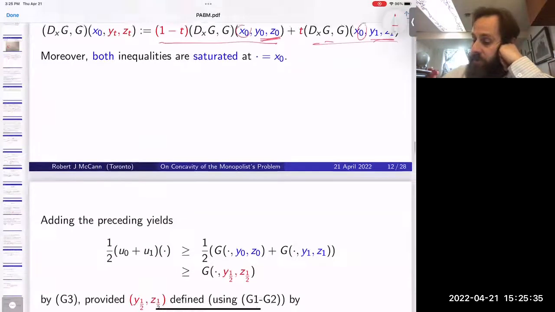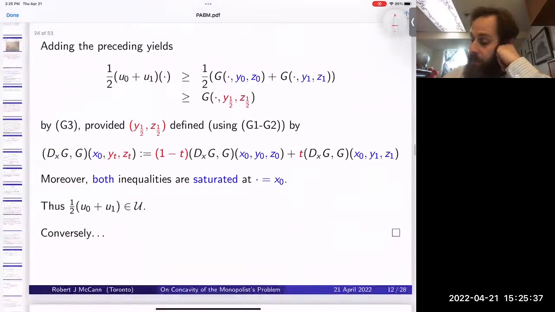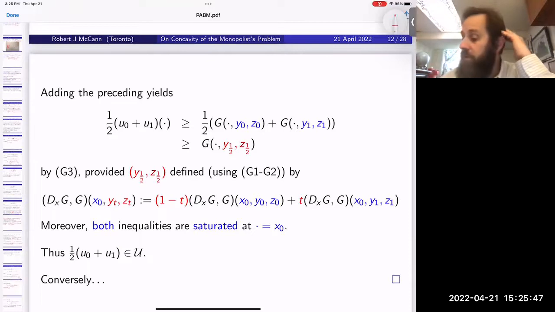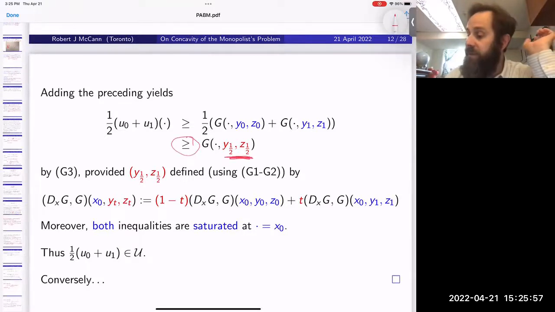And the converse is pretty straightforward. Somehow this is the tricky direction, and the converse direction is that if G3 is violated, then there's basically no way you can choose Y1/2 and Z1/2 to get this inequality and still have saturation at X naught.